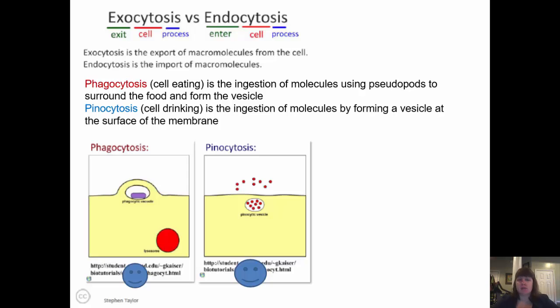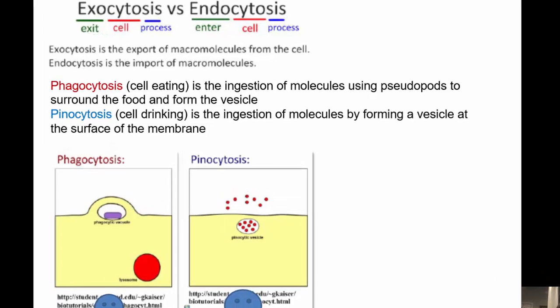There are two different types of endocytosis. You have phagocytosis, which is cell eating. So this is the ingestion of molecules using pseudopods to surround the food and form a vesicle. And then you have pinocytosis, which is typically referred to as cell drinking, and this is the ingestion of molecules forming a vesicle at the surface of the membrane. So let's look at videos of both of these because they are slightly different.